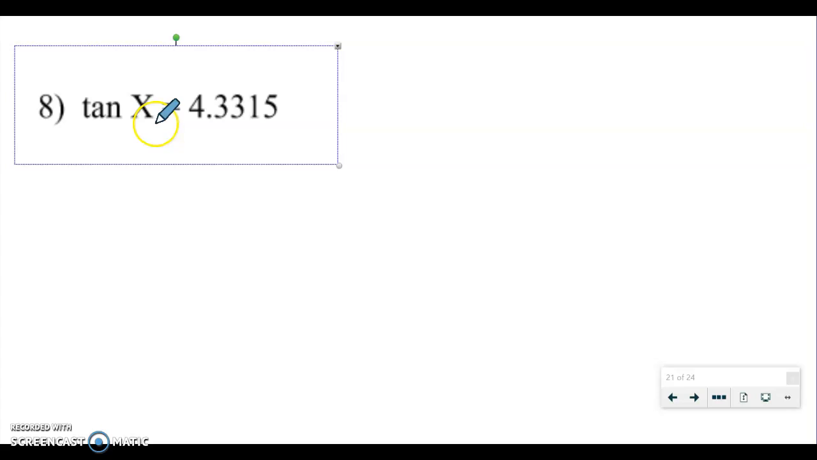All right, so this is the last one I'm going to try to do, and you guys are going to be asked to do it in a second. So the tan of what gets me 4.3315.